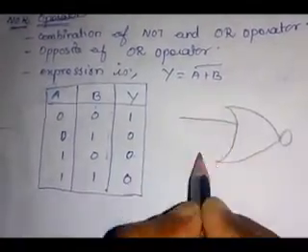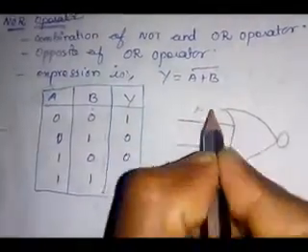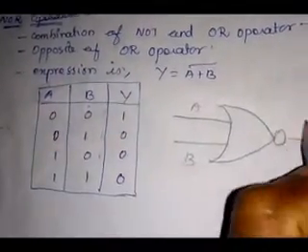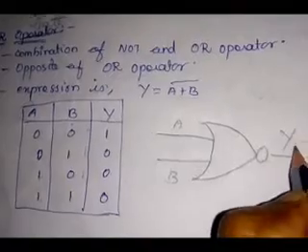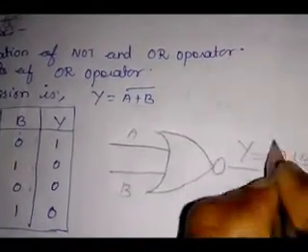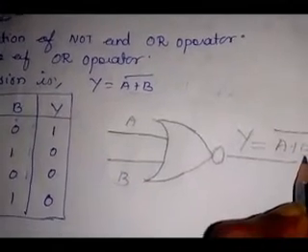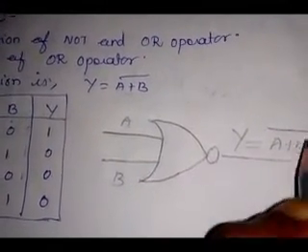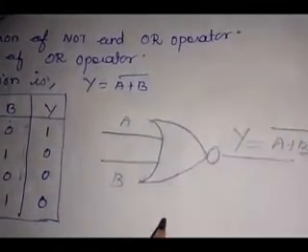There are 2 inputs, A and B. Then Y is the output. Y is equal to A plus B, the whole bar. A plus B represents the OR gate. The whole bar represents the NOT gate.